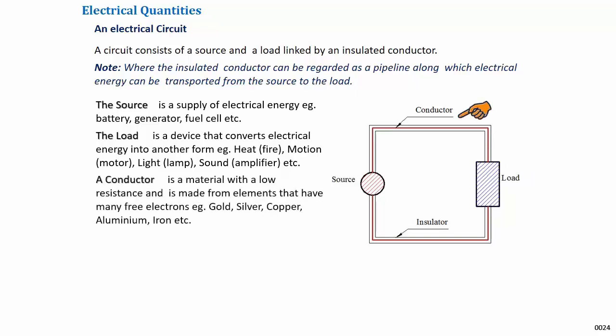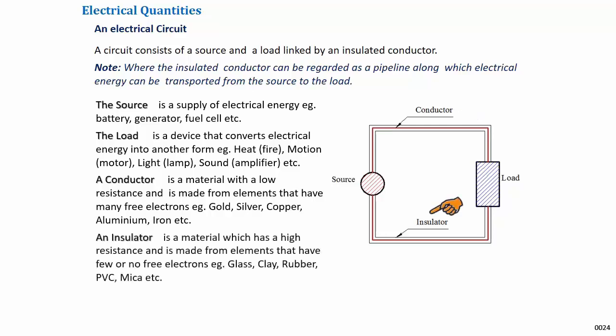A conductor is a material with a low resistance and is made from elements that have many free electrons, for instance, gold, silver, copper, aluminium, and iron. An insulator is a material which has a high resistance and is made from elements that have few or no free electrons, for instance, glass, clay, rubber, PVC, and mica.